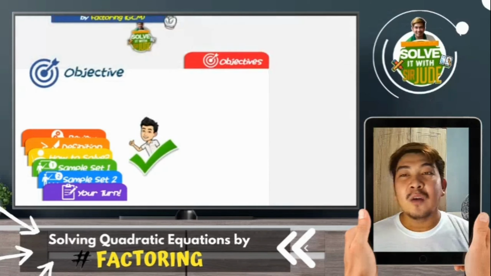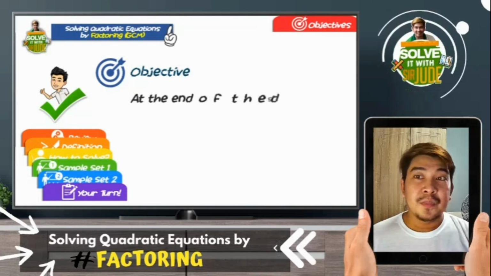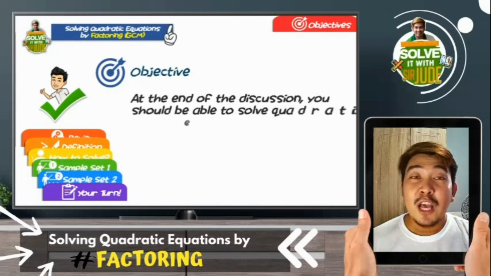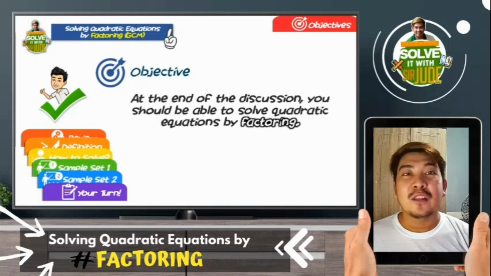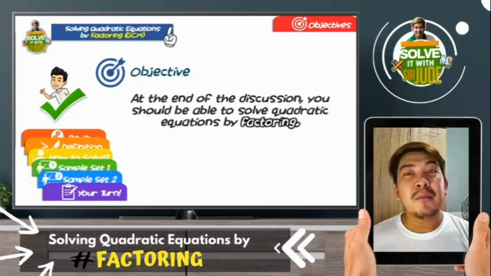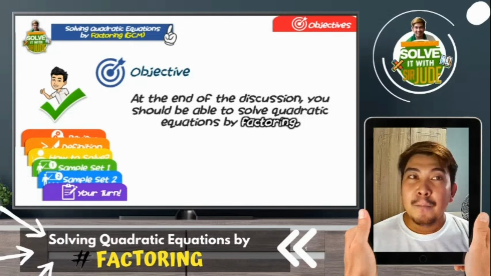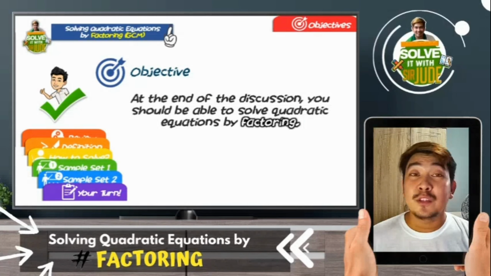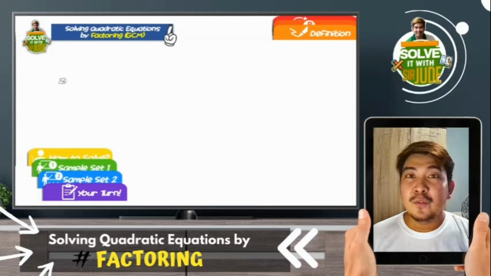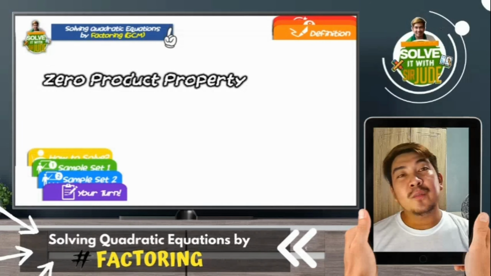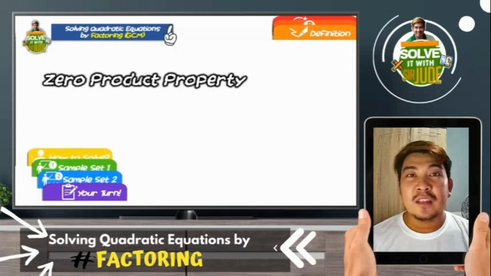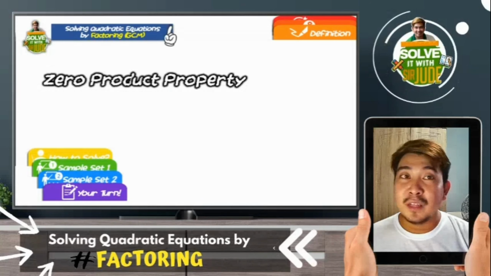So what is our objective for today's discussion? At the end of the discussion, you should be able to solve quadratic equations by factoring. Ano-ano nga ba yung mga kailangan nating malaman bago tayo mag-solve ng quadratic equations by factoring? The first one is the zero product property. If the square root property is used in extracting square roots, sa factoring naman, zero product property.